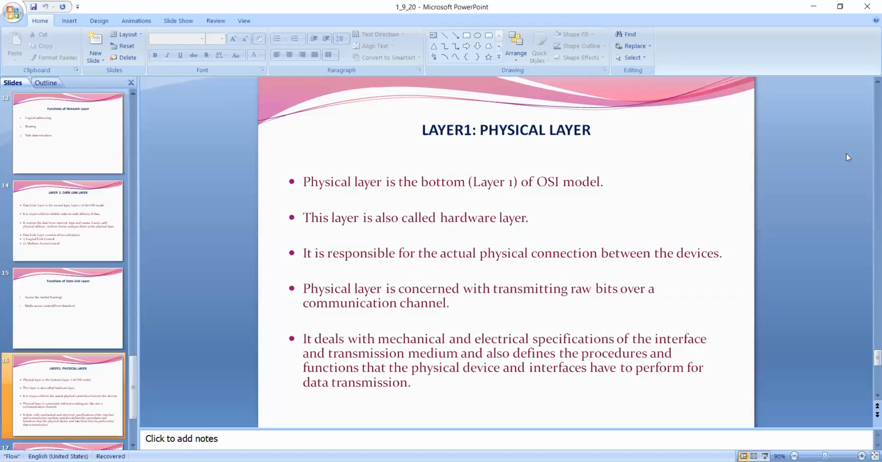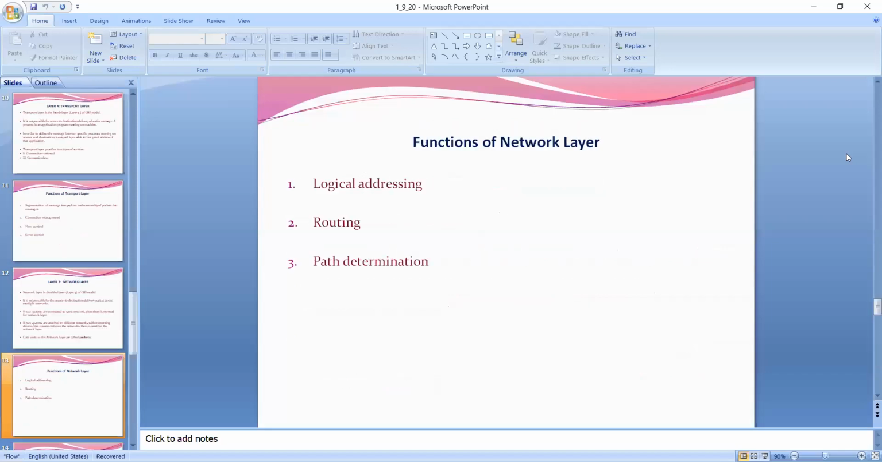The network layer. In the network layer, the segmented data received from the transport layer is converted to a packet by means of attaching logical addressing. Logical addressing is nothing but adding the IP addresses of the source and the destination to the segment. Then it becomes a packet.